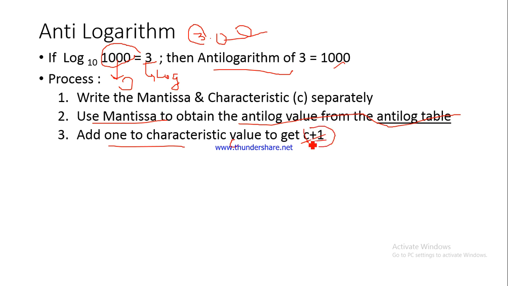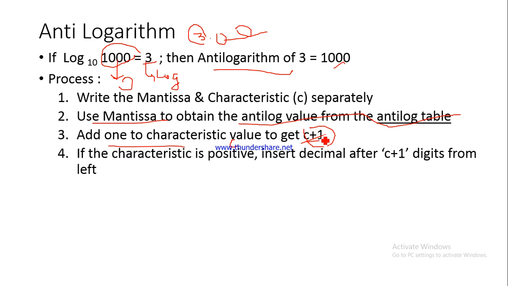This is characteristic value C plus 1. So you have to add 1 to the characteristic value. Why are we doing this? We are going to make use of this in the next step.